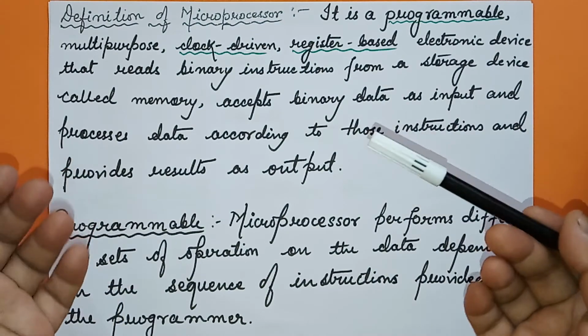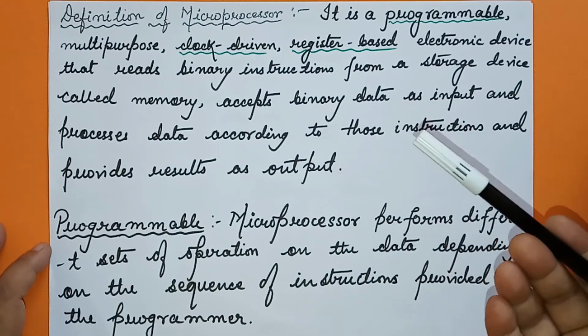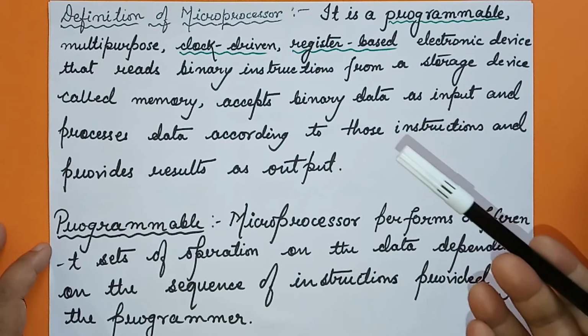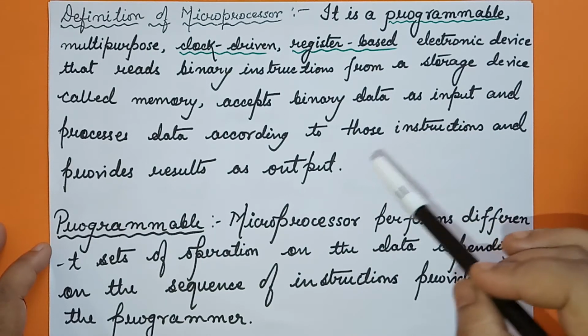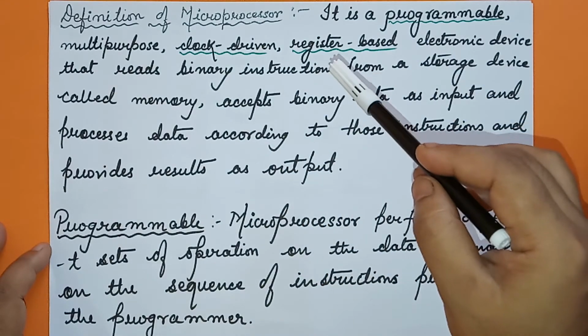So basically it fetches the instructions from where? From the memory. It accepts the data from where? From the input devices. After that it processes the data according to those instructions and provides the result through the output devices. Now over here there are three keywords that we need to understand. A microprocessor is programmable, clock driven and register based.